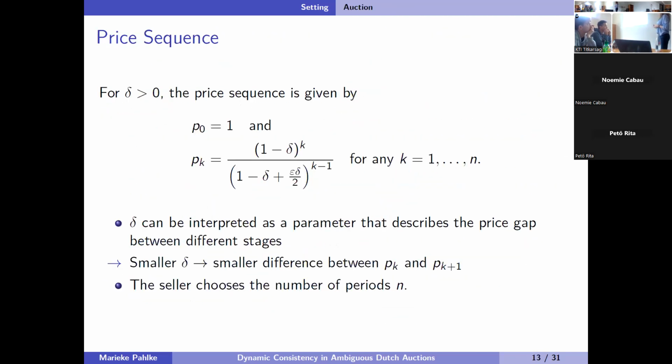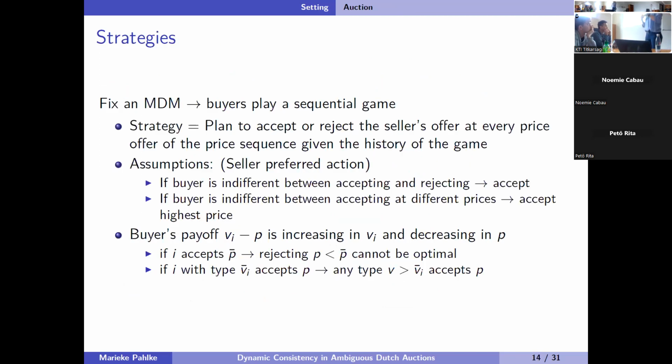So that's the price sequence. Now, what are strategies here? Strategies are plans to accept or not accept each of the prices. So it's basically just a plan. Do I accept P1? Do I reject P1? Do I accept P2, and so on?